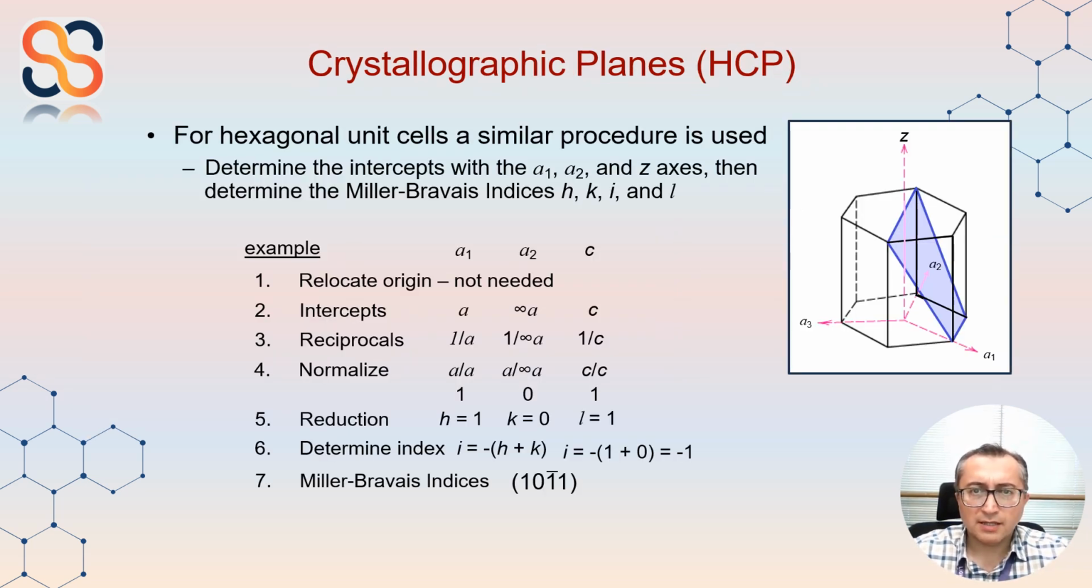Well, for hexagonal unit cells, the process is quite similar to the cubic system, but with a few adjustments. First, determine where the plane intercepts the A1, A2, and C axis. These intercepts give you the necessary information to proceed. After finding the intercepts, we express the plane's position using the Miller-Bravais indices H, K, I, and L. These indices are unique to the hexagonal system and describe the plane's orientation. How to find the I index? The I index is derived using the relationship between H and K. In this system, I equals minus (H plus K). This ensures that the three indices H, K, and I are related in a way that keeps the symmetry of the hexagonal structure intact.